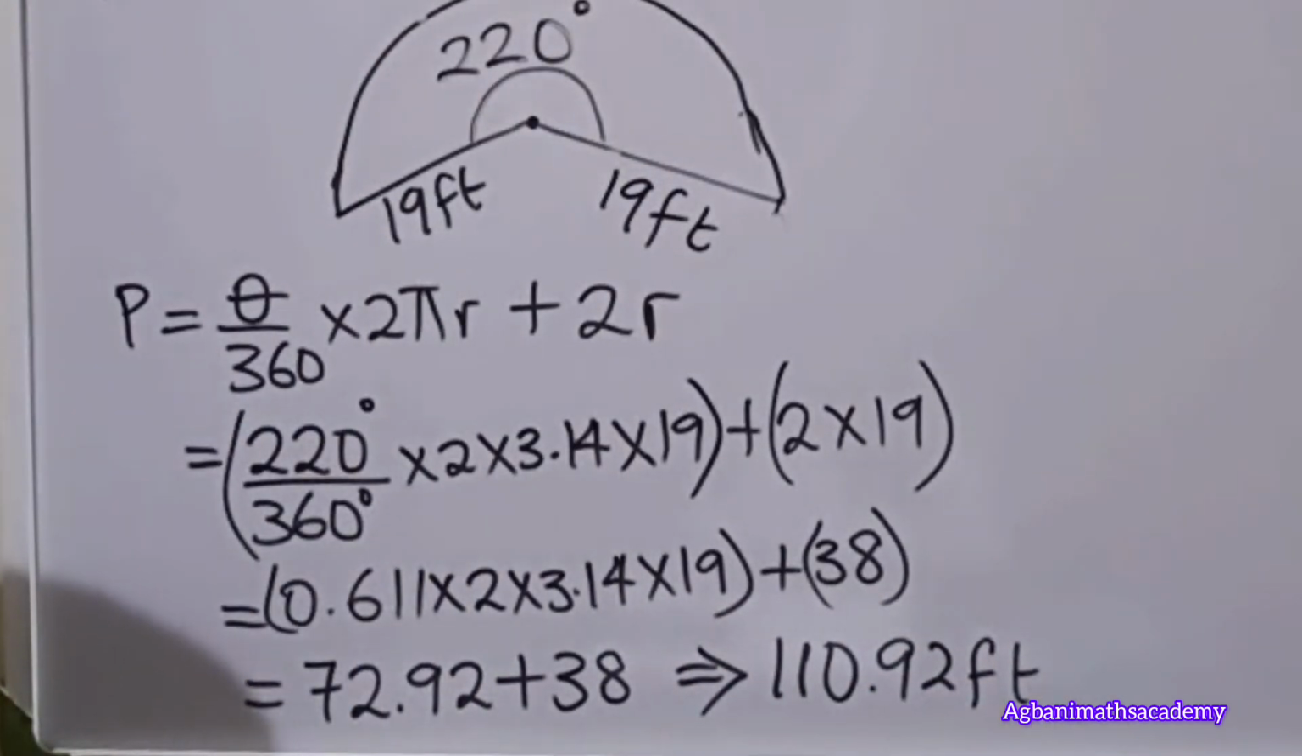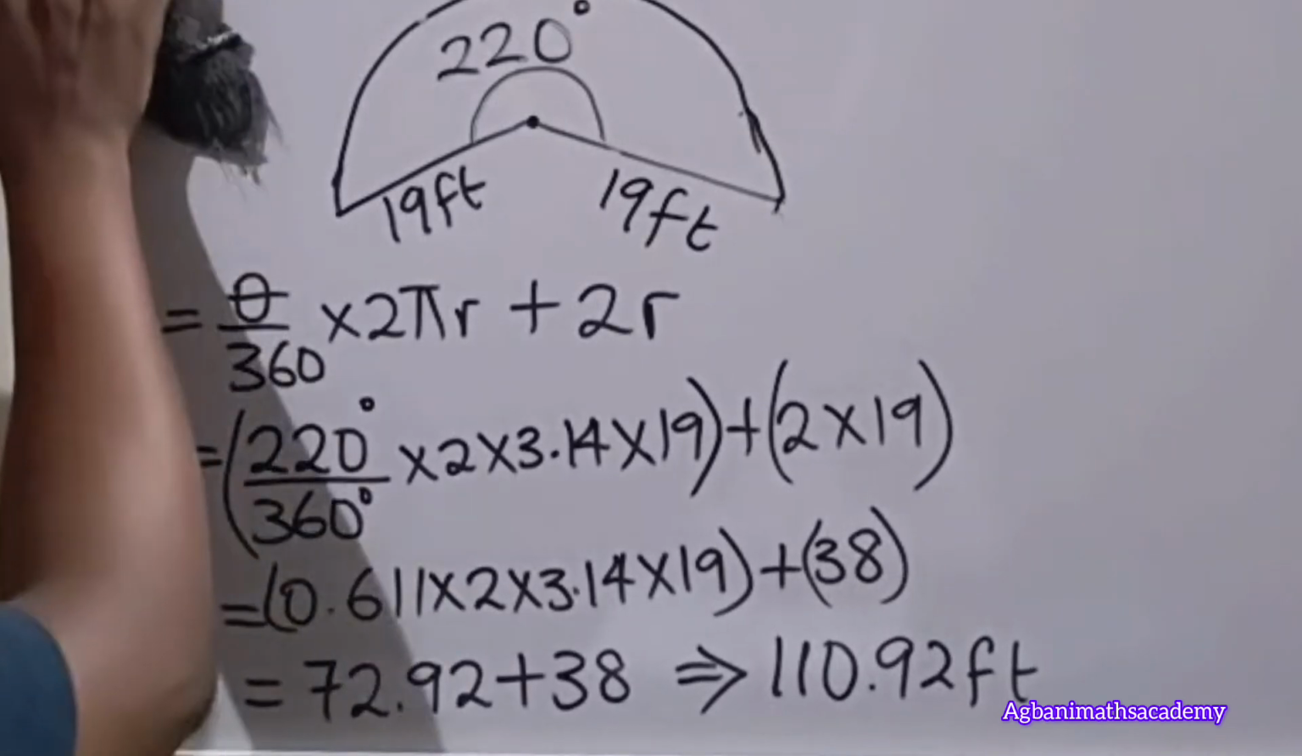Perimeter is a measure of length. This means that perimeter cannot be in square feet. It's just feet, not square feet. So we've looked at how to calculate the perimeter of a sector. Now let's look at length of chord.